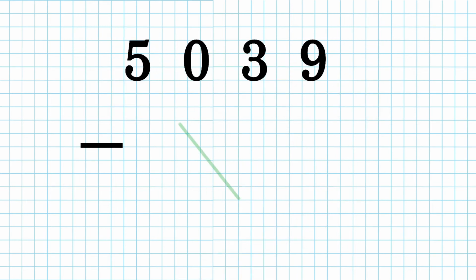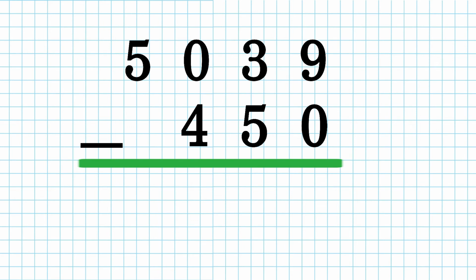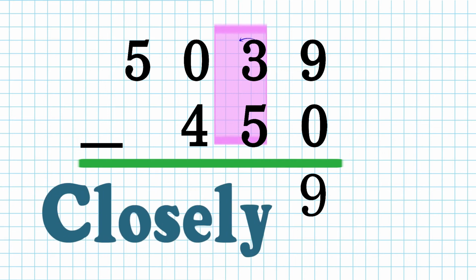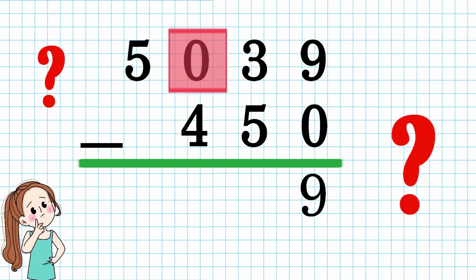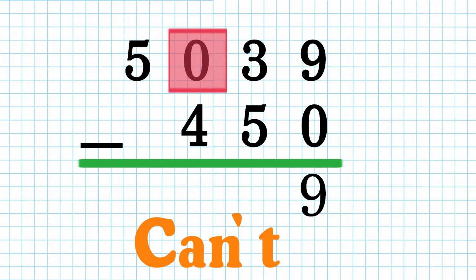5039 minus 450. Starting from the right, 9 minus 0 is equal to 9. 3 minus 5. Now, if we look closely, the number next to 3 is a 0. How can we borrow from a 0? We cannot borrow from the 0, so we will move on to the next number, which is 5 in this case. So, 0 and 5 together make 50.